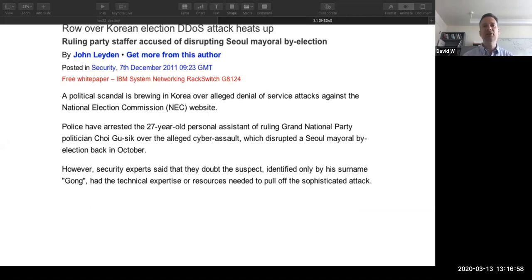We've seen it used in the political arena to try to influence elections. So there was a case in Korea where an attacker tried to disrupt a mayoral election by using a denial of service attack against the election officials to try to disrupt the operations of the election. I don't think it had much effect, but it was kind of an eye-opener of like, oh boy, someone could try to go after us in this way.